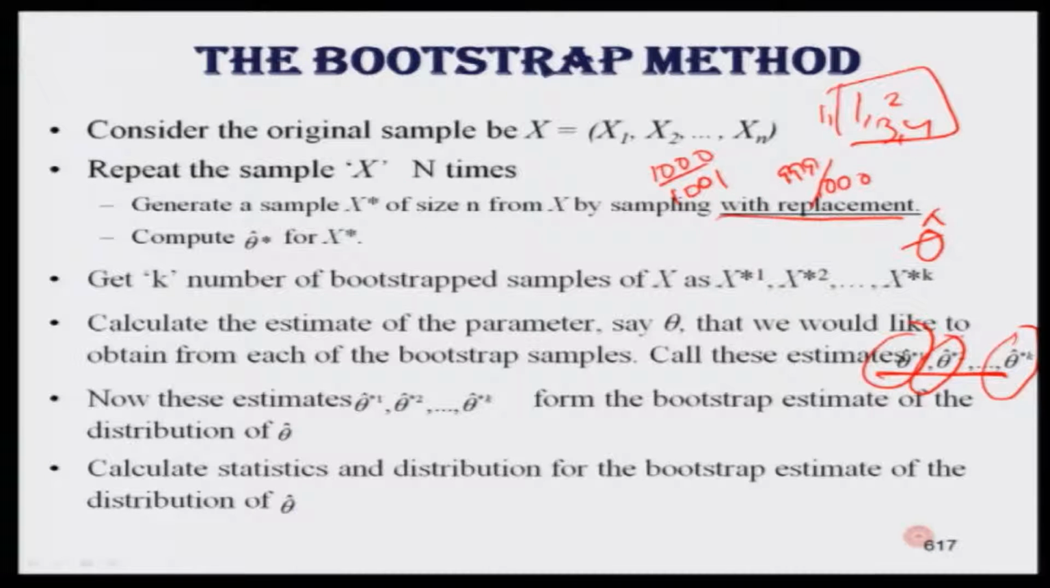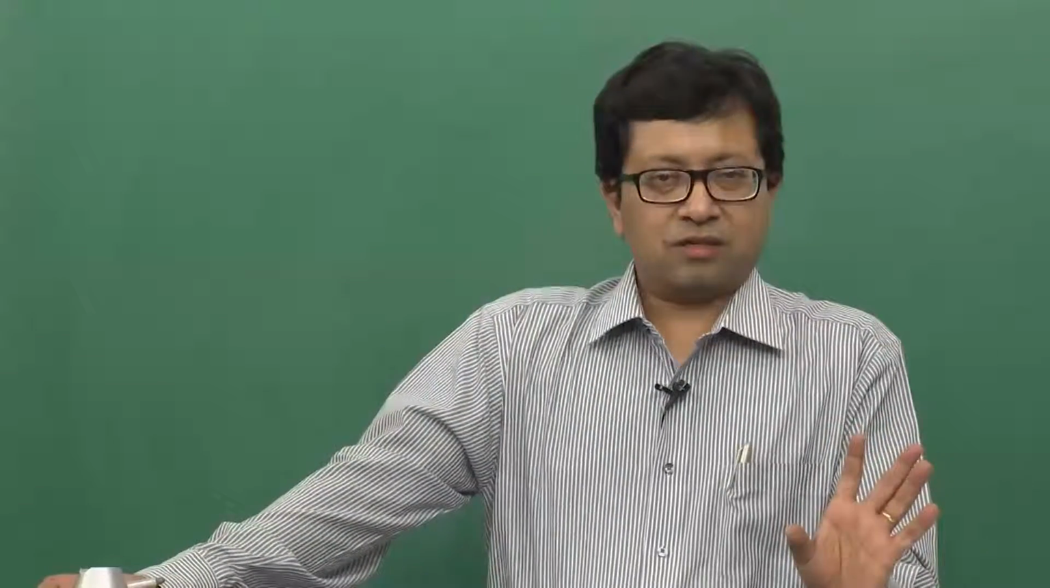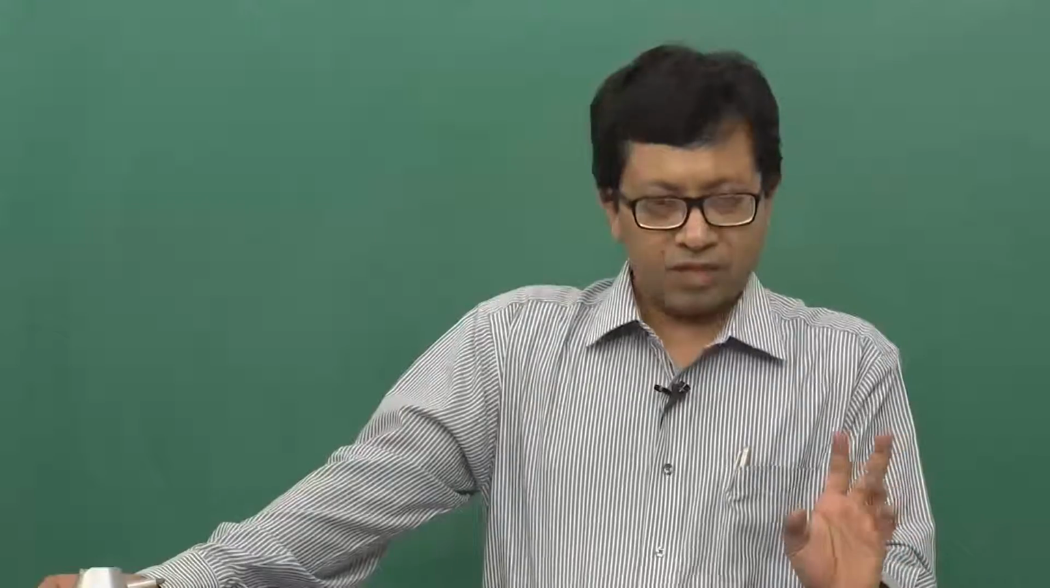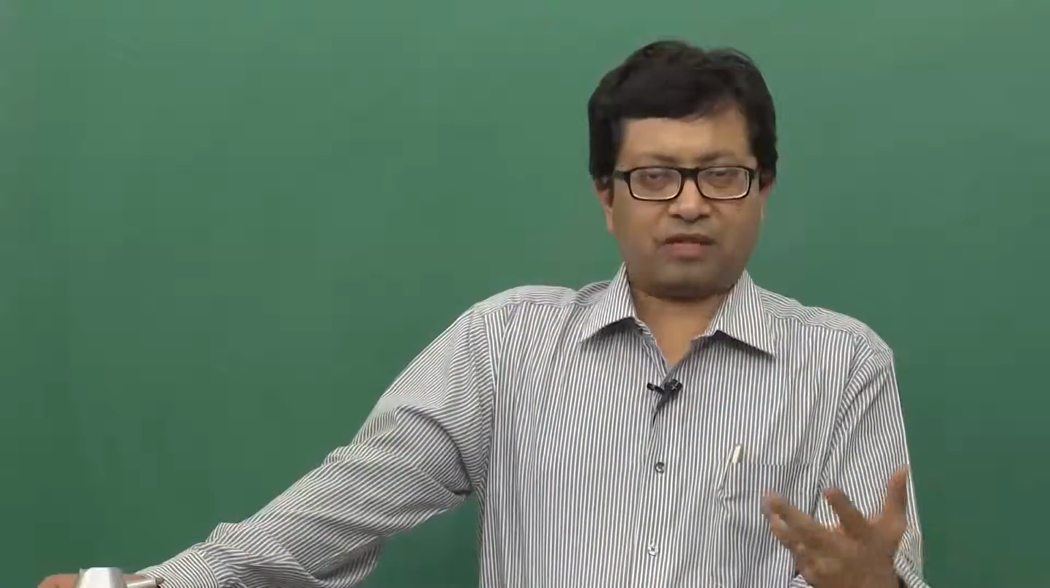calculate the statistics and the distribution for the bootstrap estimates, which corresponds to the distribution of the parameter theta which you want to find out. So the so-called averages or estimates which you find from each subsample of size n, and you repeat it k number of times, then the average of these averages, depending on some characteristics, would give you the actual parameter value in the long run.